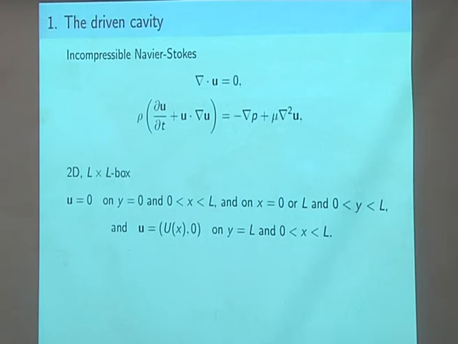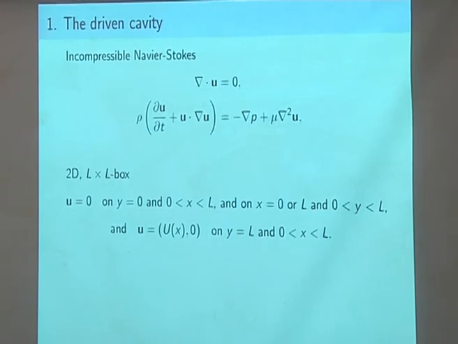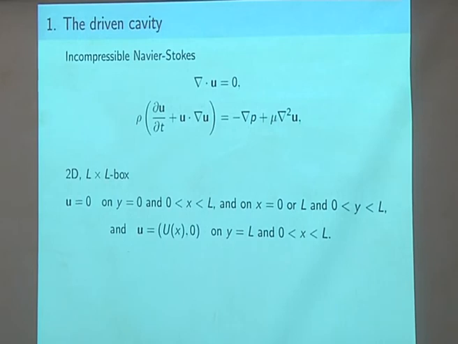And the geometry of this simple problem is a square box. It's in two-dimensional flow only. It's a box which is L by L, that'll be non-dimensionalized to 1 by 1. So it's a square box. And the boundary conditions are on the bottom, no slip. On the side walls, no slip. So there's nothing happening on the sides and the bottom.